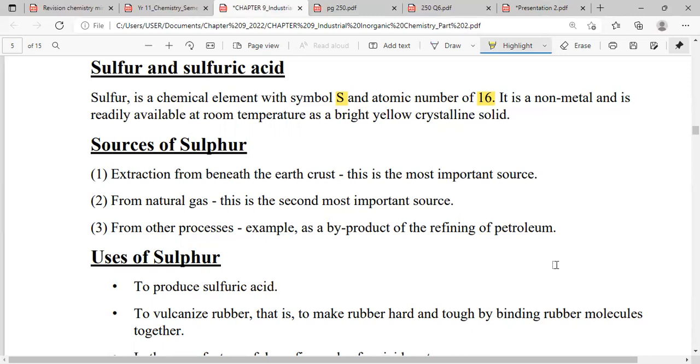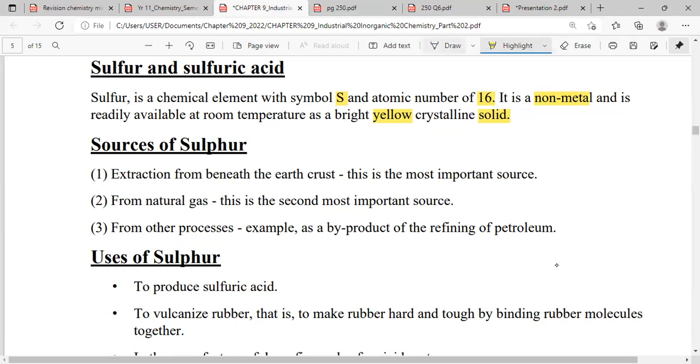So as I said just now, sulfur is a non-metal and it is a solid at room temperature. It's not a gas or a liquid. It is a solid at room temperature and it has a bright yellow color. Okay, so these are some properties of sulfur. You have learned this before, just to remind you.